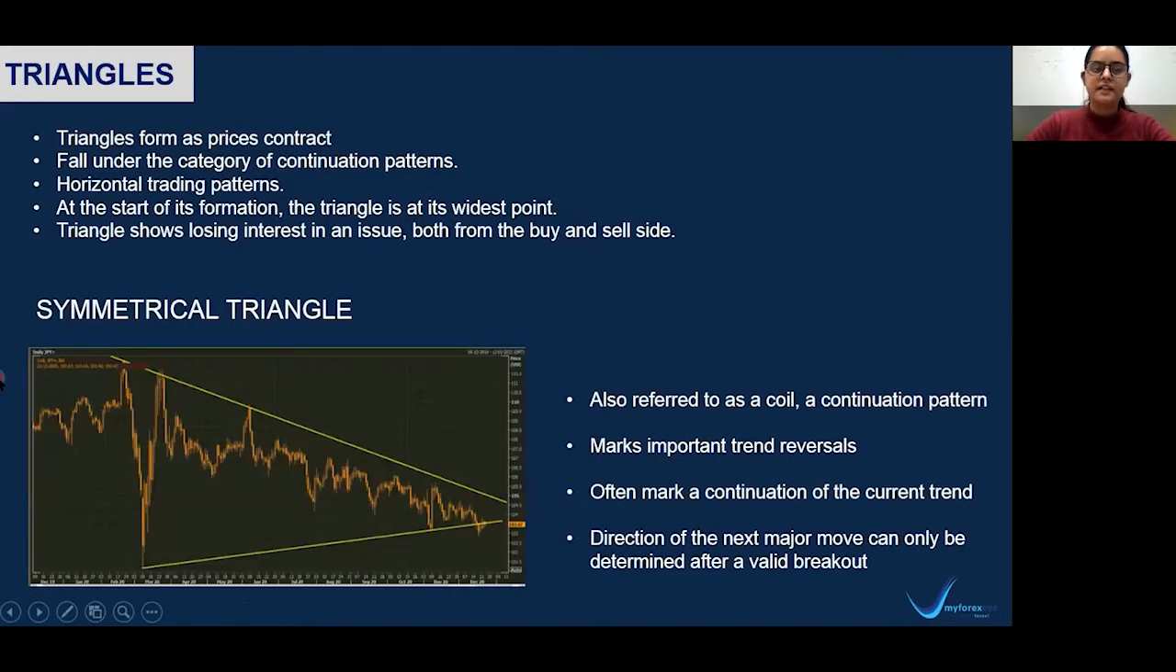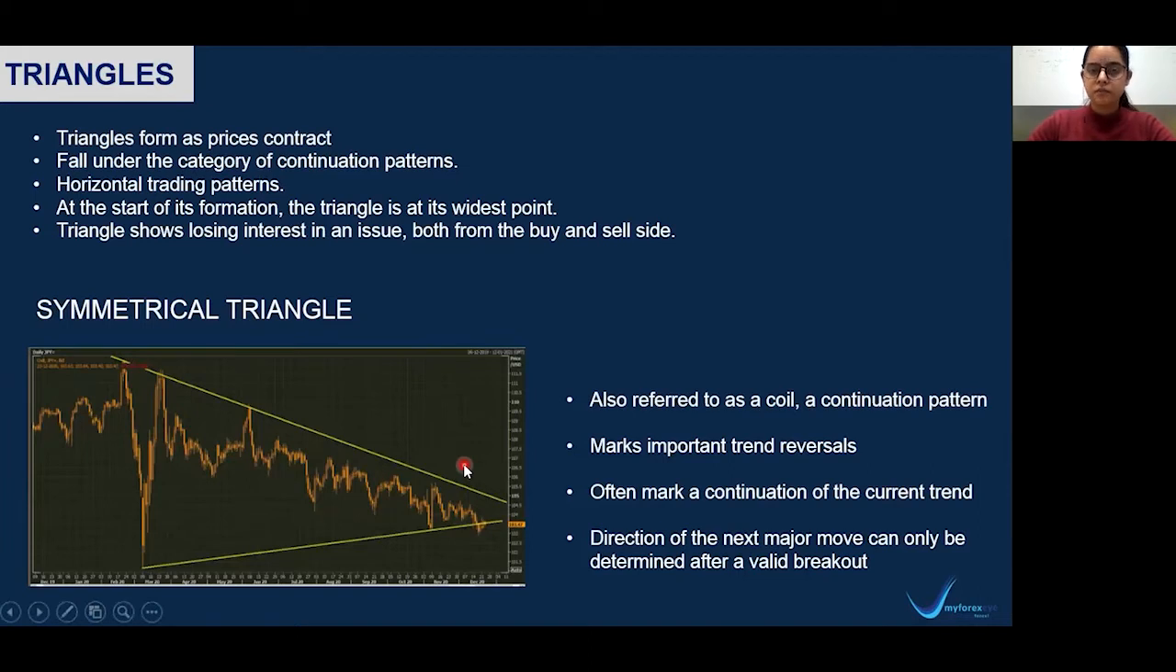Then we have triangles. Triangles form as price consolidates. When the price is moving sideways, it is known as consolidation. Triangles fall under the category of continuation patterns. They are basically horizontal trading patterns, that is, they move sideways.